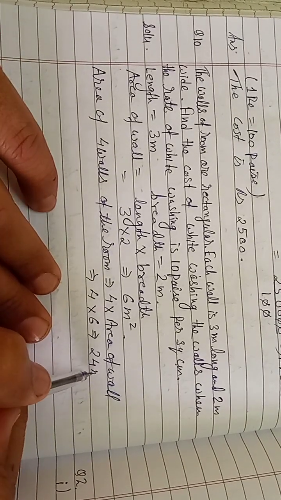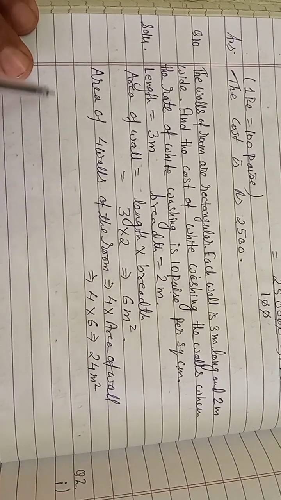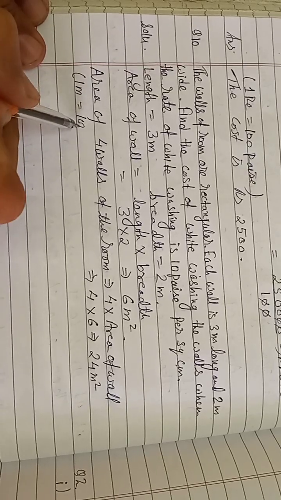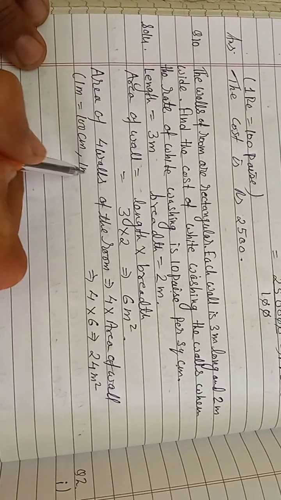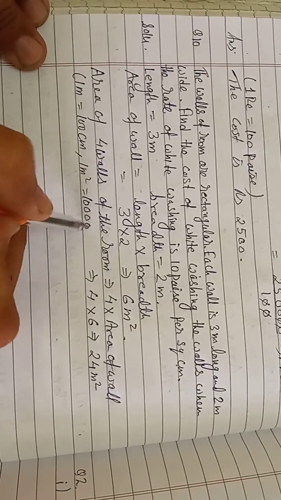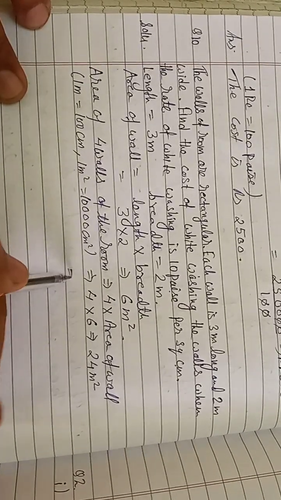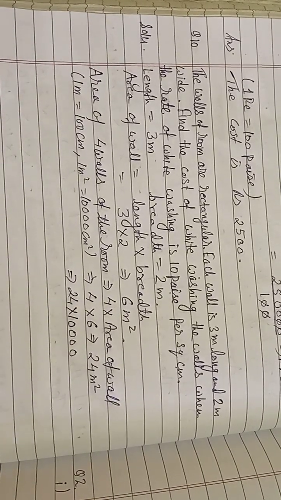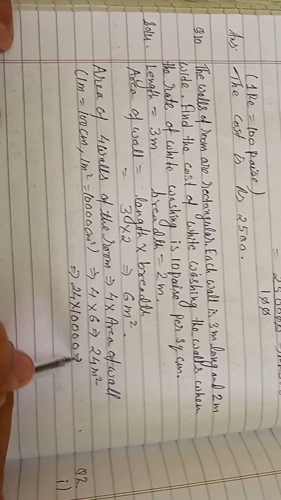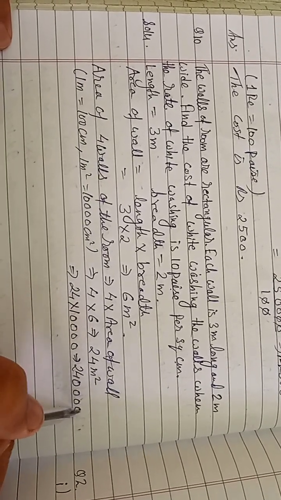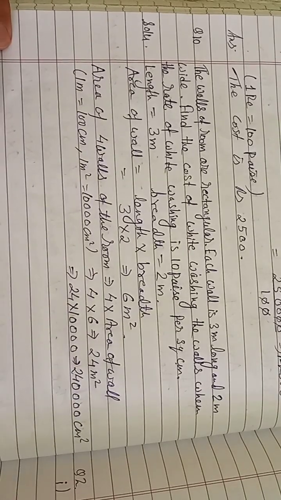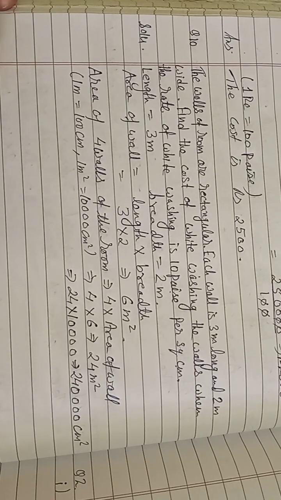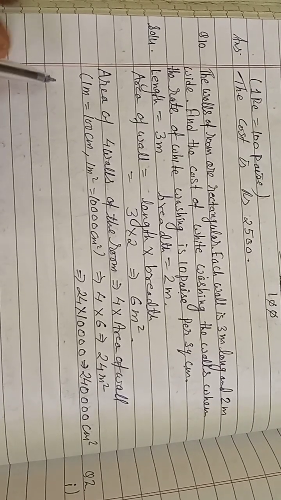Now this meter square we have to change into centimeter. We know 1 meter equal 100 centimeter. So 1 meter square will be 10,000 centimeter square. That means 24 into 1, 2, 3, 4 times 0 we have to multiply. So it will be 24 and 1, 2, 3, 4 times 0 centimeter square. So it will change to 2,40,000 centimeter square.